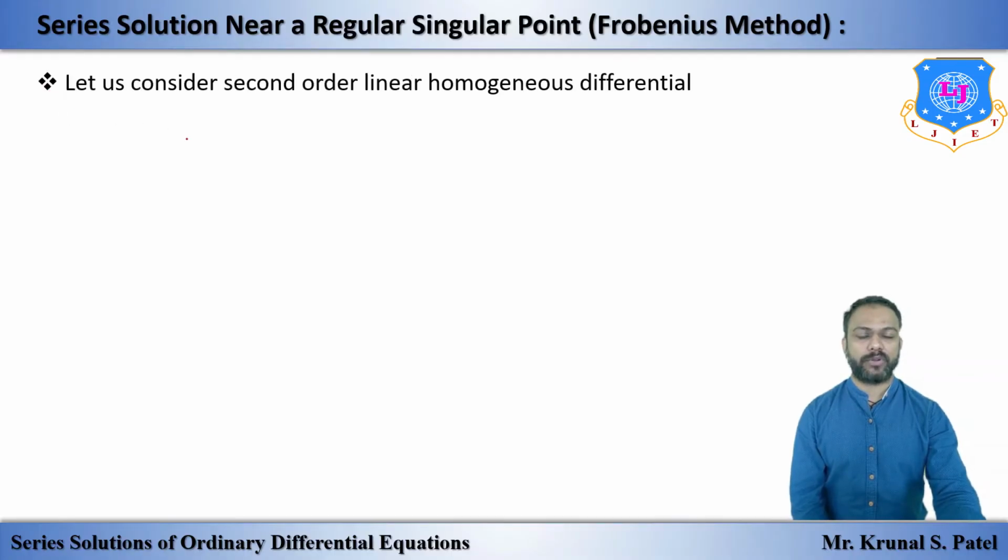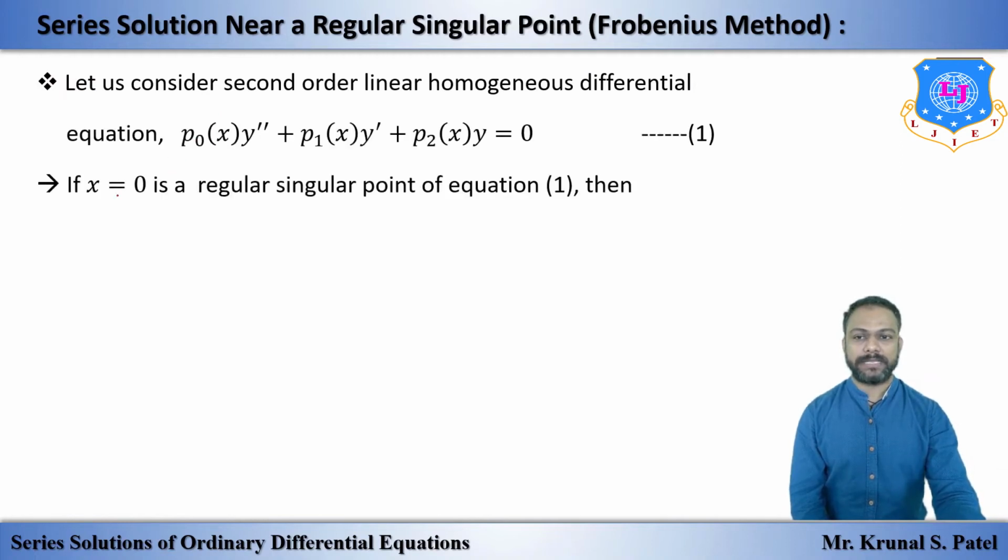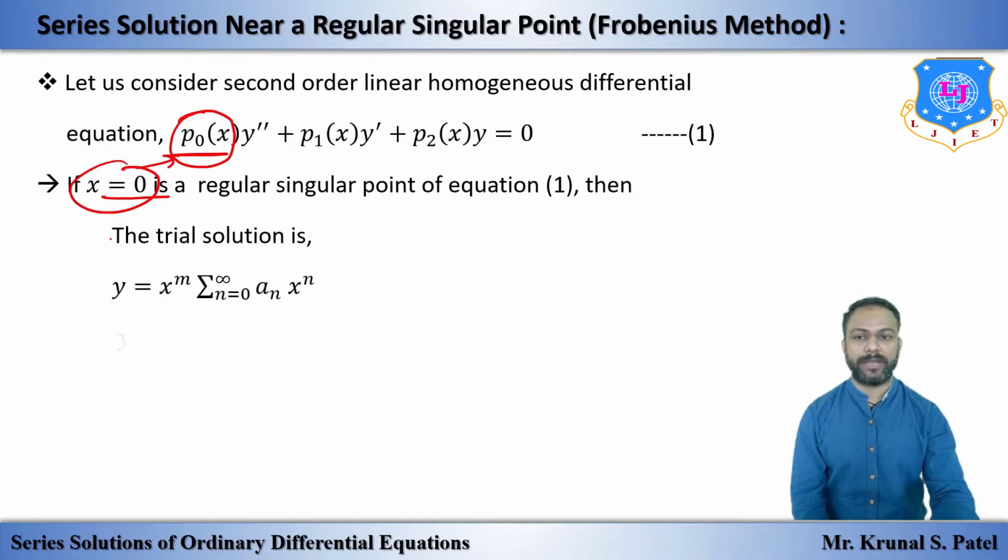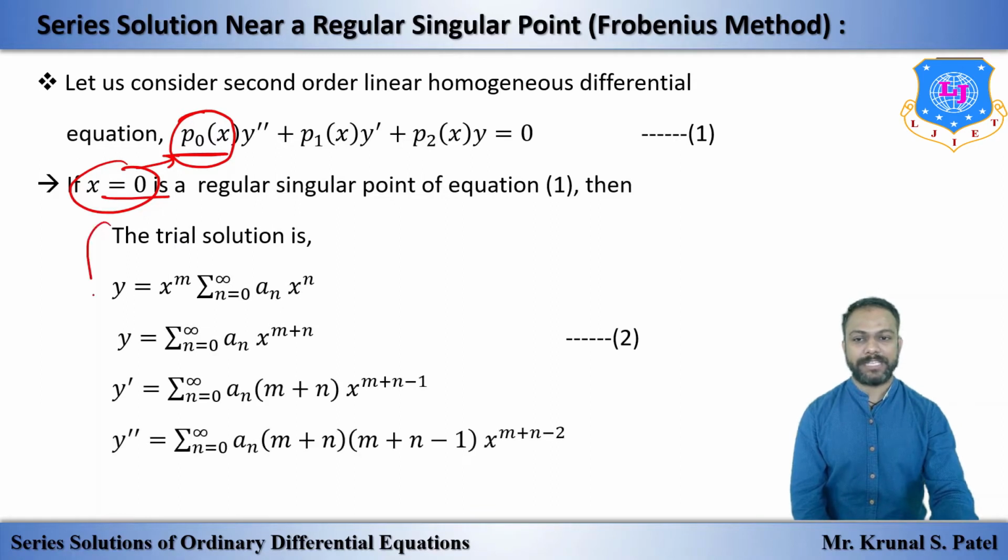Same process, I'm not again explaining each and every step, but as I told, if x is equal to 0 is a regular singular point, and how we'll decide that, you all know the coefficient of y double dash becomes 0 by putting this. So we can say that this is our regular singular point, and if regular singular point, the trial solution is same as previous case. So this is our first step.